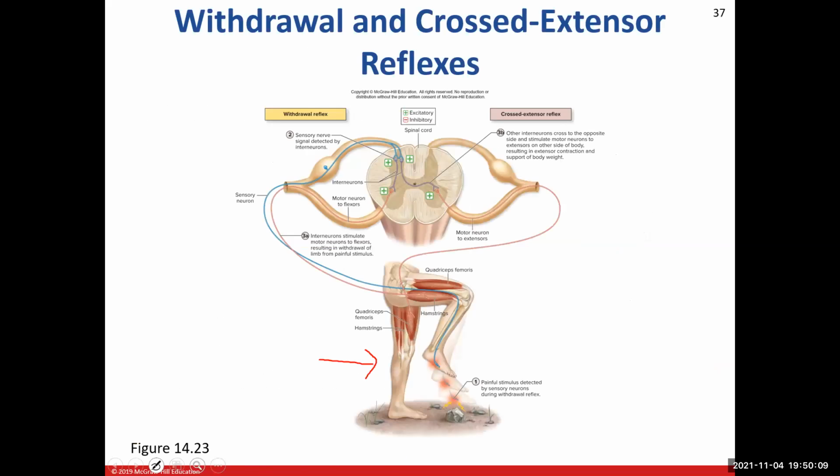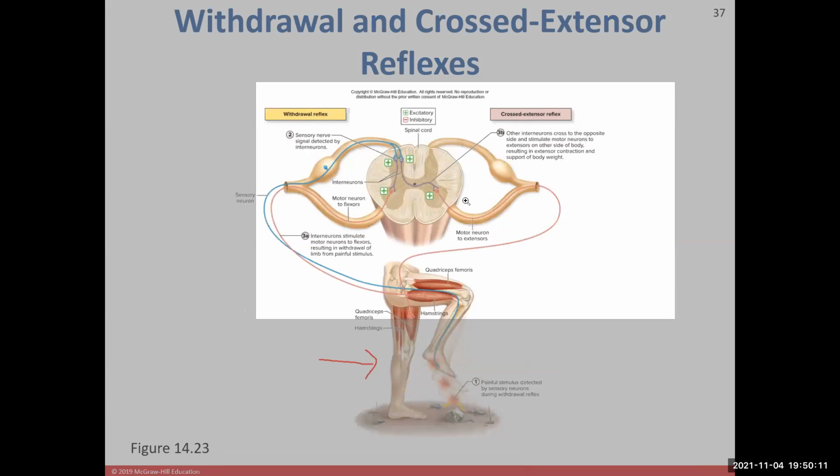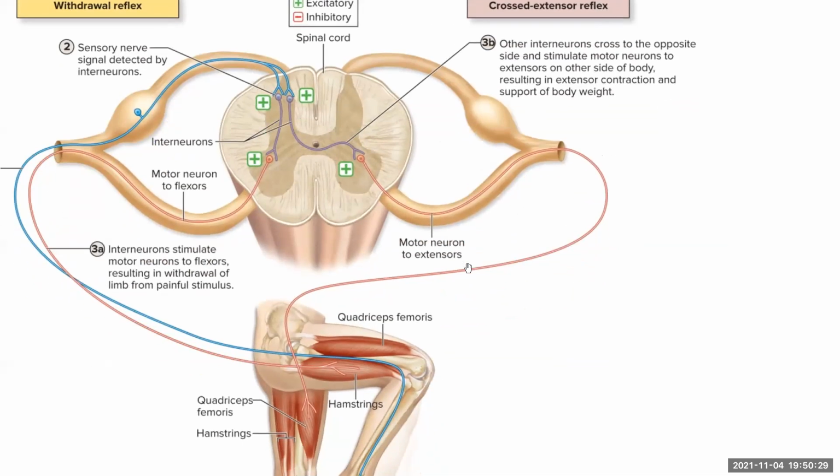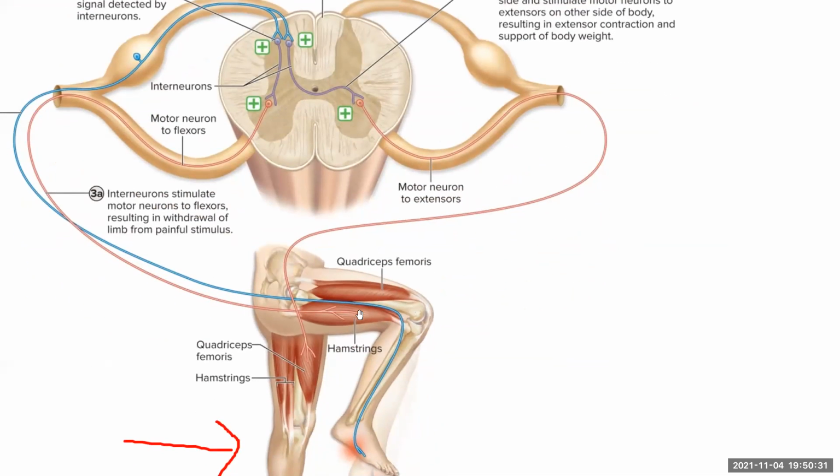All right. So while the withdrawal reflex is occurring, that same sensory neuron is going to stimulate an interneuron, and that interneuron is going to decussate and cross over, and it's going to activate a motor neuron on the other side of the body. And in this case, it's going to stimulate the extensor muscle group of the opposite lower extremity.